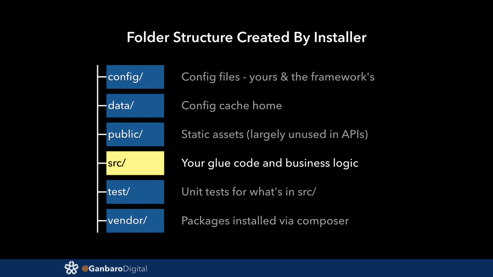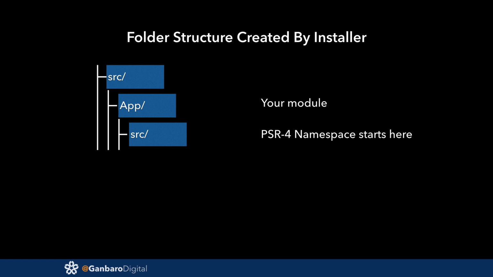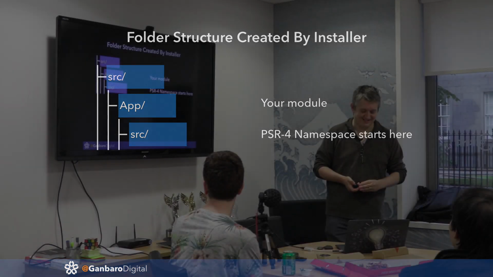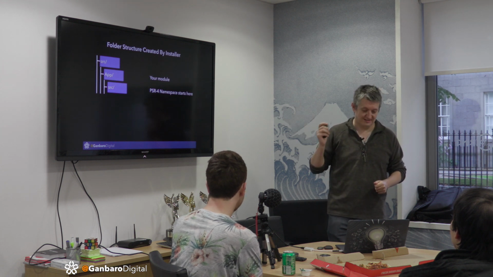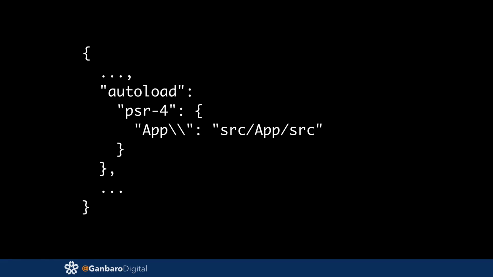So if we take our structure and we look inside our source folder, the first thing we get is an app folder. This is under source. And that's created by the installer. And that's the first module. And it gives you a skeleton module so you can see how to do things. And the source code actually lives inside a nested source folder inside app inside source. That's what it does. And it's that nested source folder that the PSR-4 namespace points at. In composer.json, the autoload section looks like that. Okay? That's what it does by default. Of course, you can go in there and change it. You can do whatever you want. But that's what it does by default.